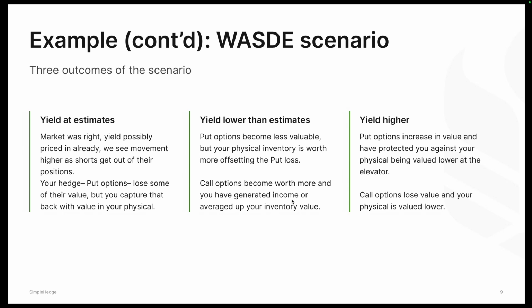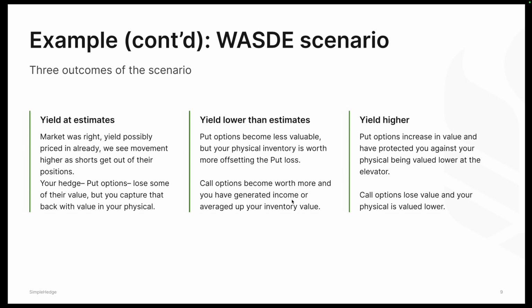The other one is if a surprise came out and the yield is higher. That is a bearish report. So your put options will increase in value because the futures, the underlying, will start to move down, because they're saying there's more supply than what the market previously thought. So people are going to start selling and it's going to start pushing price down. And what a put option does is protect you as the value of the futures goes down. So your put option is going to increase in value. You'll have protected your margin and your return against your physical now being valued lower. So it helps offset, again, looking at that financial and physical all as one.